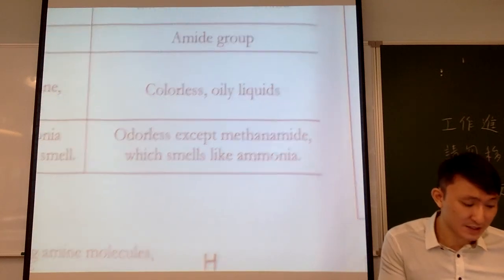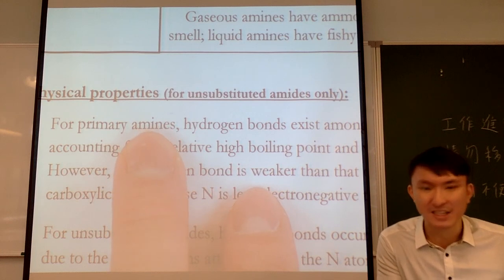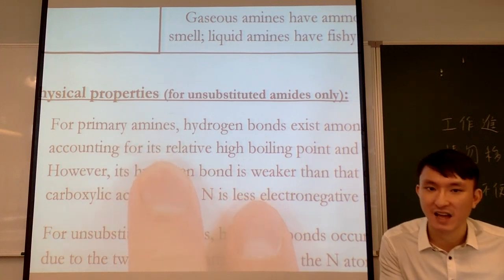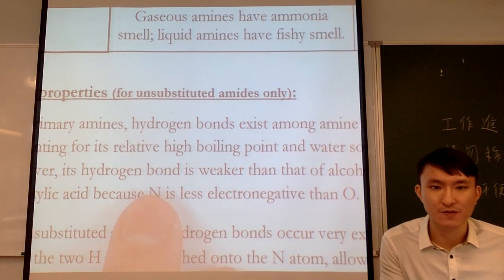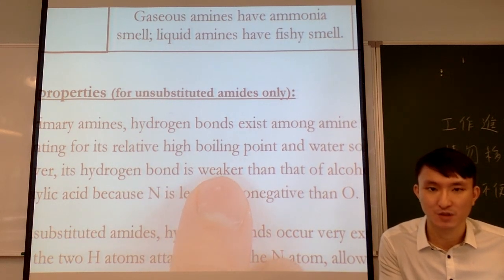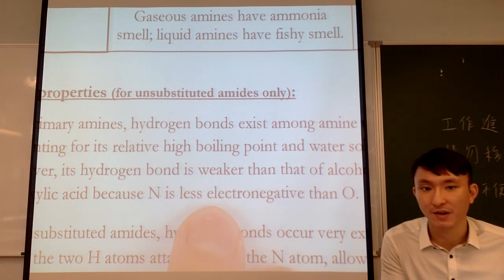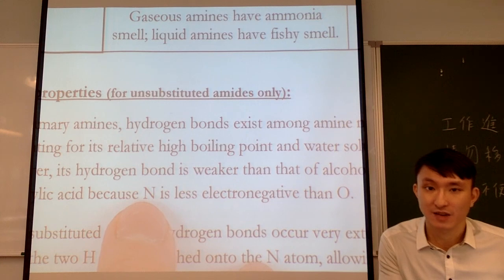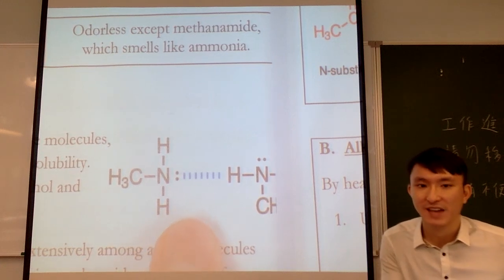Okay, now let's talk about the physical property, first of all with amine. So for primary amine or even secondary amine, they are able to form hydrogen bond between themselves. So amine, like I said, they have a relatively high boiling point when compared to other homologous series. However, the hydrogen bond between nitrogen and hydrogen is actually weaker than the hydrogen bond between oxygen and hydrogen. So amine, they have a lower boiling point than alcohol. Okay? And the reason why the hydrogen bond in amine is weaker is because nitrogen is less electronegative than oxygen atom.